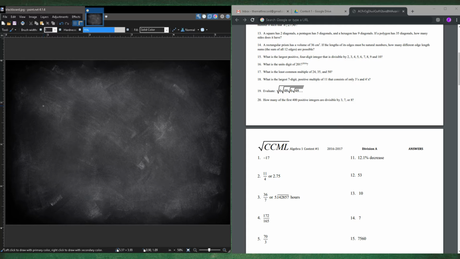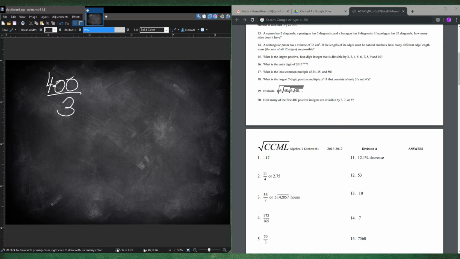So the first 400 positive integers. Positive integers would be from 1 to 400, because 0 is not a positive integer. It's not positive or negative. So it's 1 to 400. So you've got to think about it. You have 400 as the highest number.